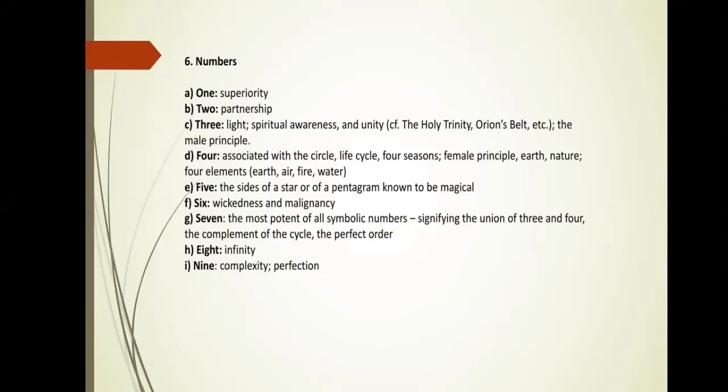Then we have the archetype of 5, which is the sides of a star or of a pentagram, which is believed to be very magical. And then the archetype of 6, which is about wickedness and malignancy. And then the archetype of 7, the most potent of all symbolic numbers. They call 7 as the divine number, and it's a signifying union of 3 and 4, the complementary cycle of the perfect orders. That's 7. And then 8, which a lot of people consider to be lucky because it's an archetype of infinity, the symbol of 8. For when 8 is vertical, but when you make it horizontal, it becomes the symbol of infinity. And then, of course, the archetype of 9, which is about complexity and perfection. All right.